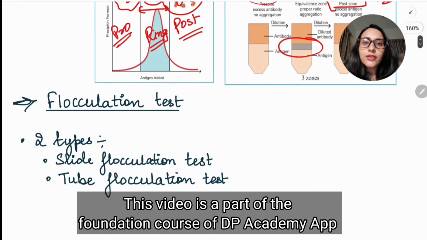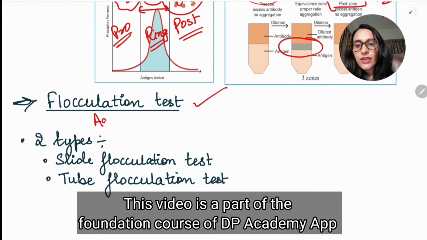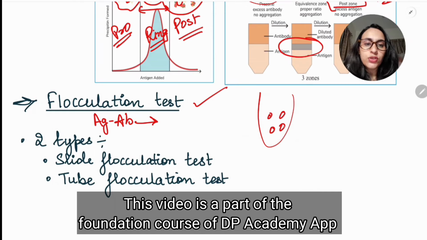Coming to another test in the precipitation test in liquid media, it is the flocculation test. In the flocculation test, when the antigen combines with the antibody, this antigen-antibody complex floats or is suspended as particles known as floccules. So these floccules are basically antigen-antibody complexes. When they float, it seems like these are the floccules.